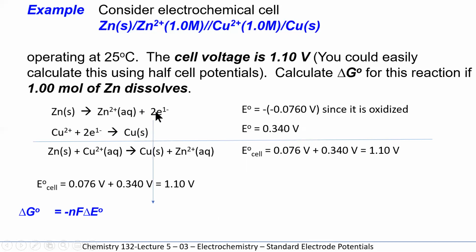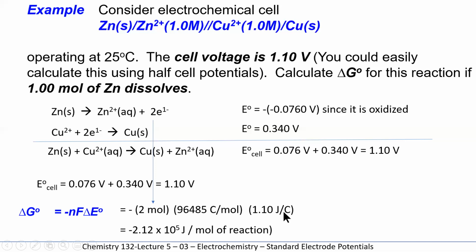We can see there's 2 moles of electrons involved in this process. So we're going to take the minus value of those 2 moles, multiply it by a Faraday, which is the charge on a mole of electrons, and then multiply it by the voltage. Remember, volts are always joules per coulomb. So when you make these changes, you cancel the coulombs, you cancel the moles, and you end up with your value in joules. In this case, the delta G is minus 2.12 times 10 to the 5 joules per mole of reaction, in this case, per mole of zinc dissolving.